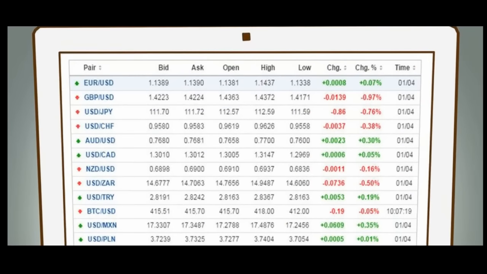Make predictions about the economy. If you believe that the U.S. economy will continue to weaken, which is bad for the U.S. dollar, then you probably want to sell dollars in exchange for a currency from a country where the economy is strong.